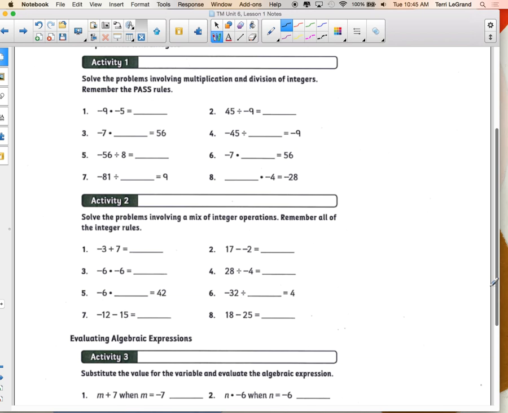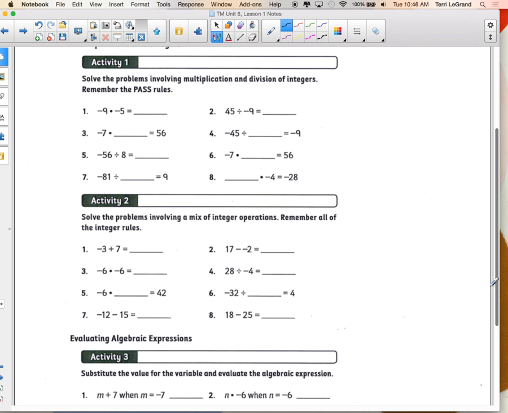Activity 1. So your brain needs to kind of do a two-step process here, okay? It's got to look at the signs and it's got to think of the multiplication facts, and or the dividing. So in number 1, we have a negative 9 times a negative 5.